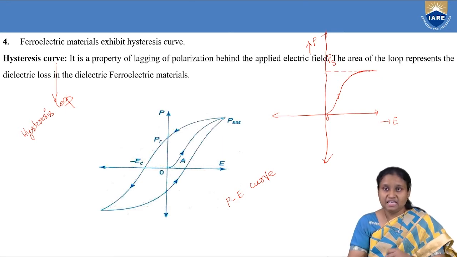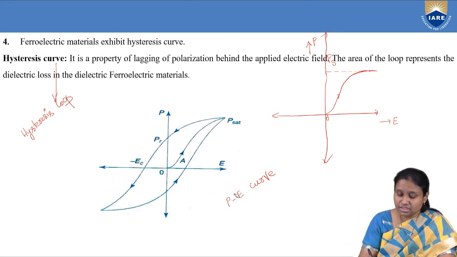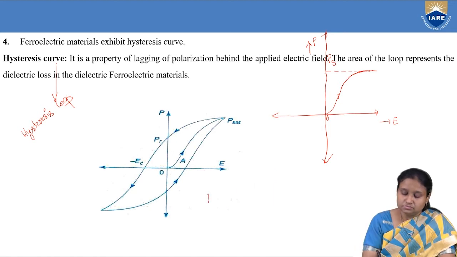So what is PS here? If you take this curve, now we have come to the PS value. So this PS represents saturation polarization.